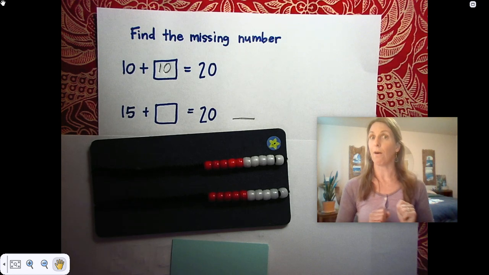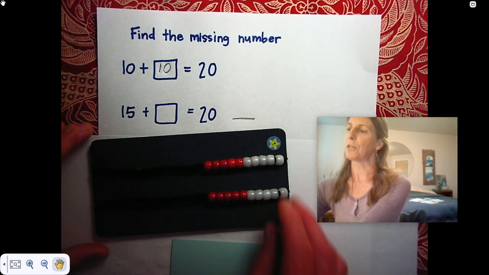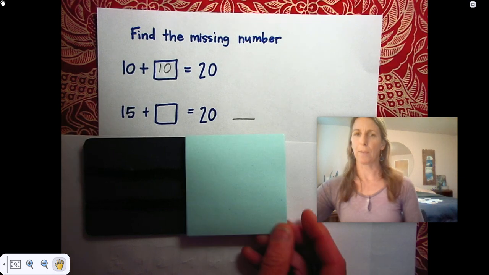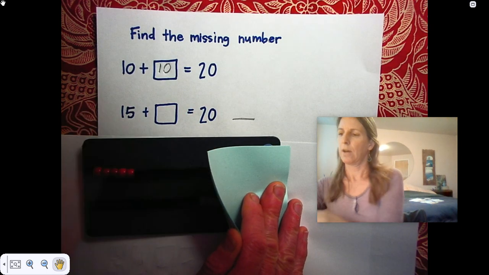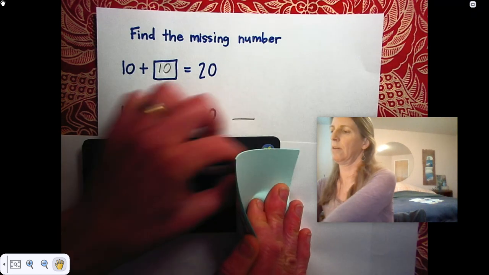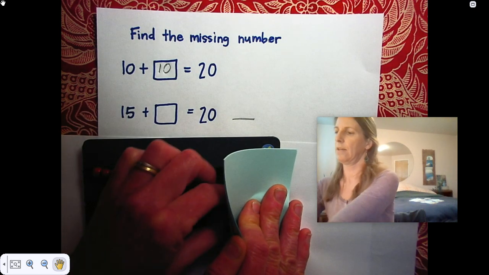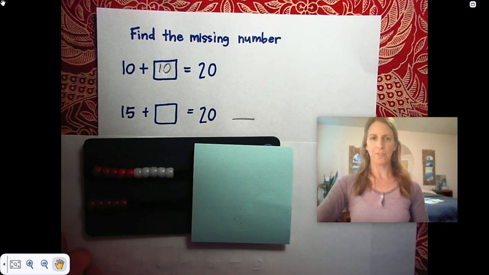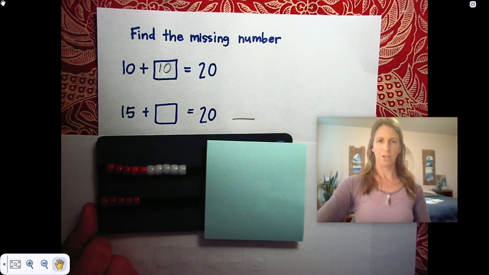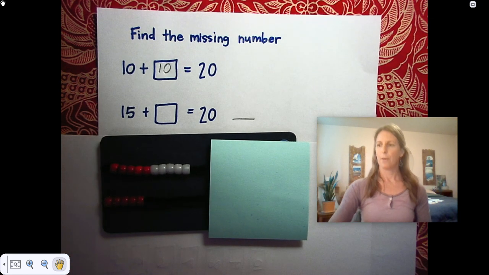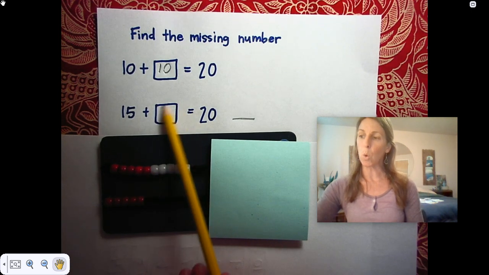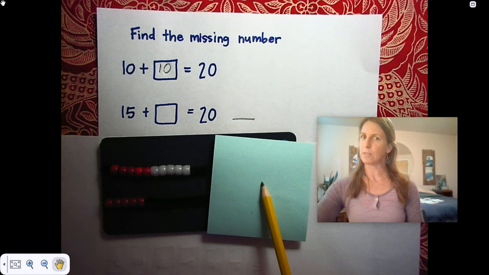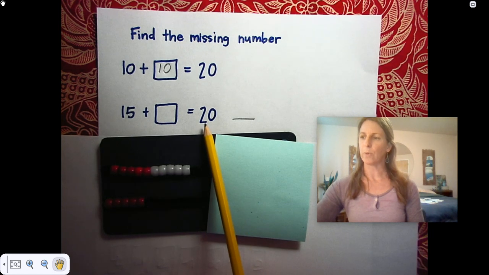I will show you on the number rack though. So I'm covering up the 20, and I'm going to move 5, 10, 15 over. I know it's a little bit dark, but here are the 15 beads that match that number. Then plus some more, they're the ones under this piece of paper, will equal that 20.